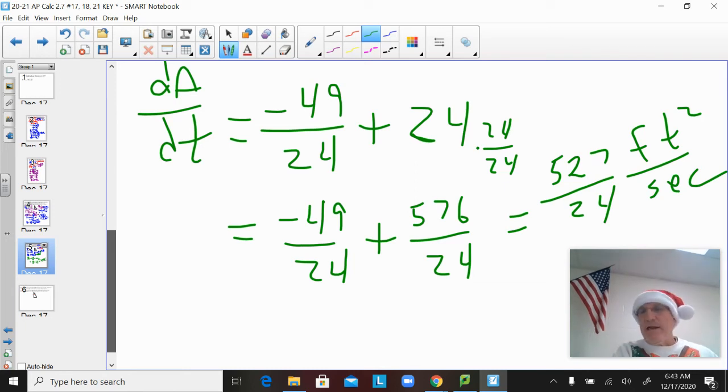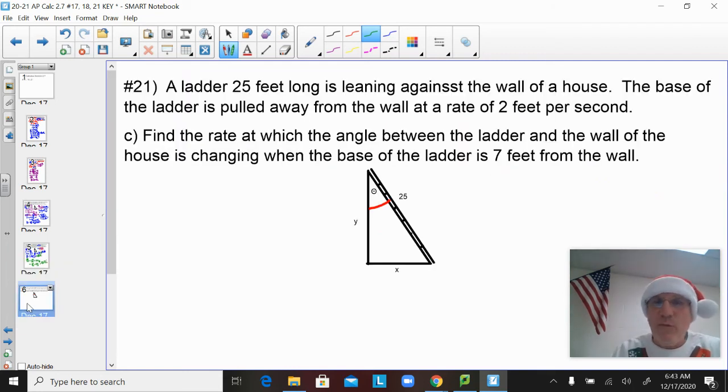So there's the rate of change of the area when x is 7. The last problem is part C. It says find the rate at which the angle, which I've labeled theta in this drawing, the angle theta between the ladder and the wall, is changing. So the ladder's falling away, the angle appears to be getting bigger. Also, how fast it's getting bigger. So it still told me that dx dt was 2.